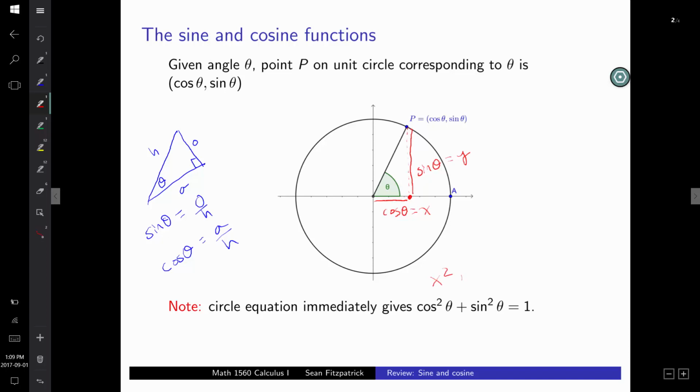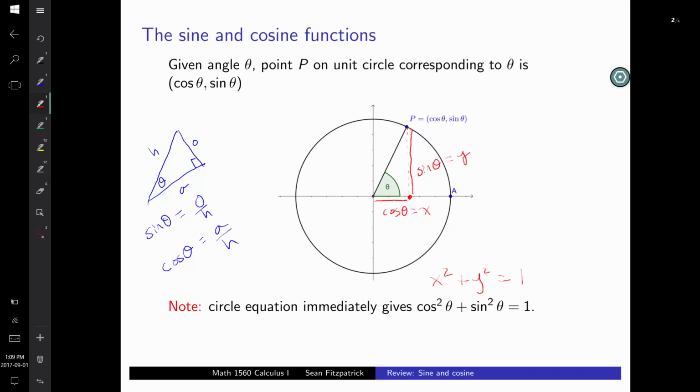Since we know that x squared plus y squared equals 1 for points on the unit circle, we get the one trig identity that most people are able to remember, which is that cos squared plus sine squared equals 1. Most people tend to remember that identity, and this is how you come up with it. It's simply a fact of the definition of the sine and the cosine functions.